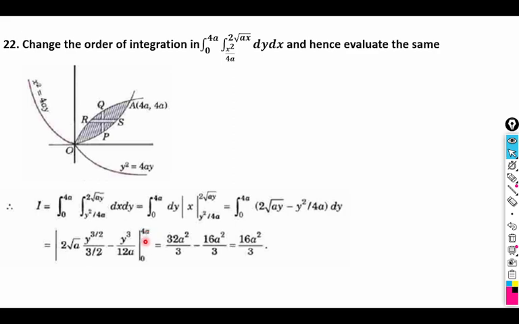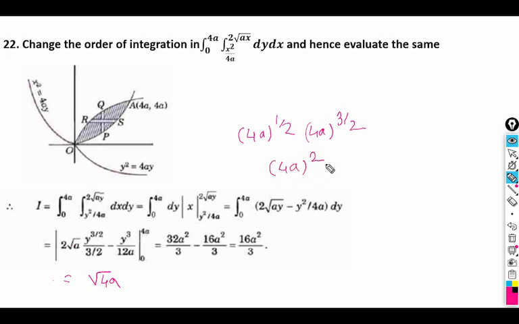So the final limits are 0 to 4a, and when you replace that 4a here, a raised to 1 by 2 is there. So what we write there: root 4a into y raised to 3 by 2. So 4a raised to half and 4a raised to 3 by 2. So 1 by 2 plus 3 by 2, you can go that way. When you replace 4a here, it is 4a raised to 3 by 2. The base is the same, so add the powers of the indices: 4a raised to 4 by 2, that is 2.